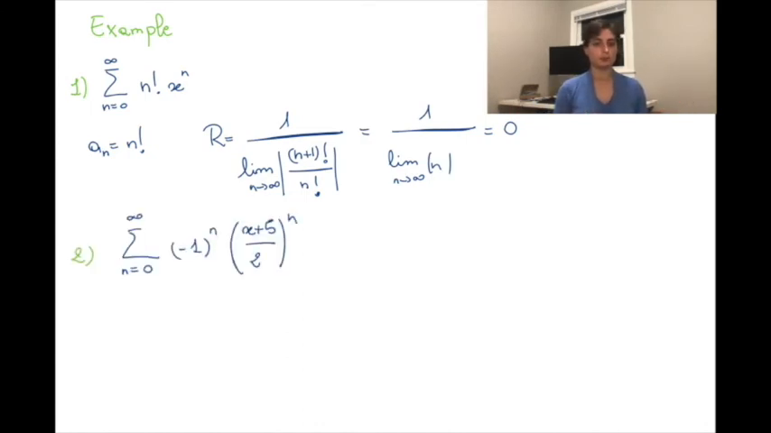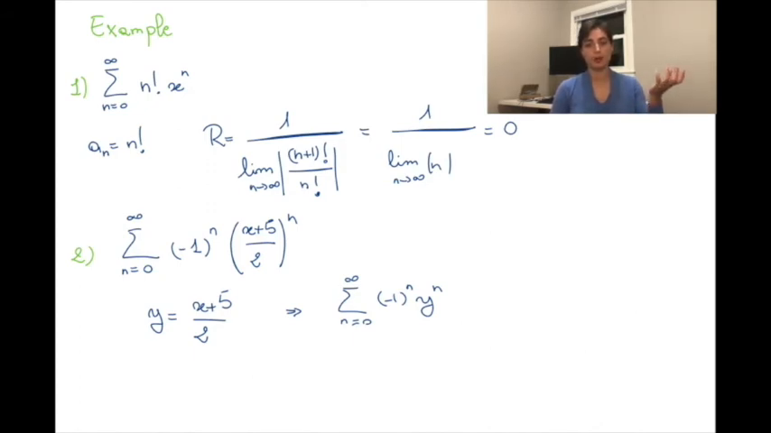Let's look at another power series. This is a bit more complicated. Sum from n going from 0 to infinity of minus 1 to the power n, (x plus 5) divided by 2, all of it to the power n. So this one has a different format than what we have seen until now. But what we can do is introduce another variable, y, and define it as (x plus 5) divided by 2. Then we can simplify it to be a power series of minus 1 to the power n times y^n for the sum over all n's.